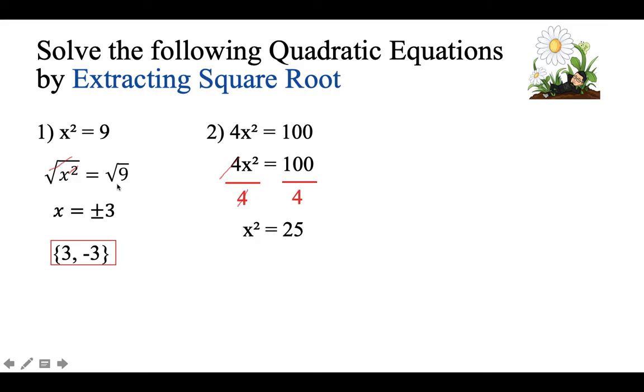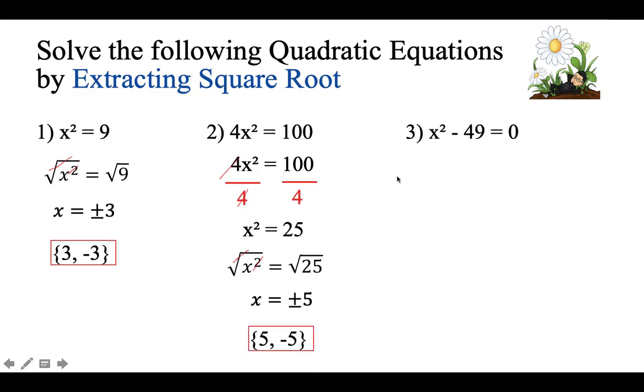Then next, follow this step, squaring both sides. After squaring both of them, you can simplify this exponent 2 and the radical sign. So x will be left alone. Then the square root of 25 is positive 5 or negative 5. This is how we write the answer.